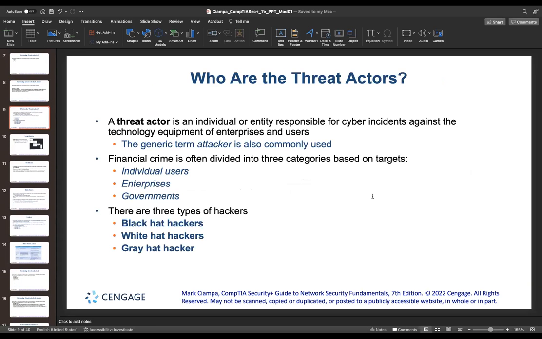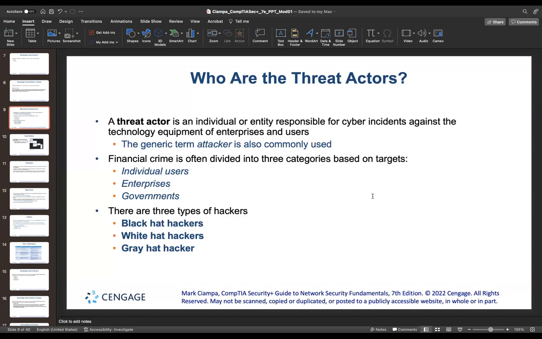So now let's talk about who are the threat actors. So far we discussed what is the basic concept of security. Now let's see, okay, what are these threats around and who are the threat actors that we have to be worried about? In definition, a threat actor is an individual or entity responsible for cyber incidents against technology equipment of enterprise and users. These are not necessarily individuals or entities. This can be codes. This can be machines. This can be different devices, right? The generic term attacker is what we use for a threat actor.